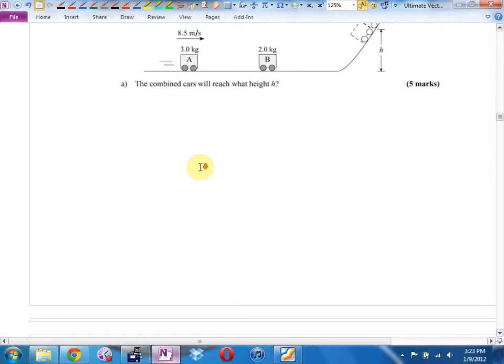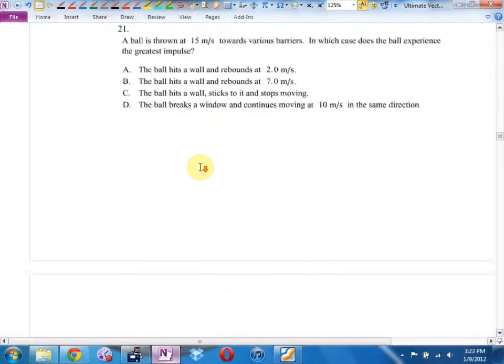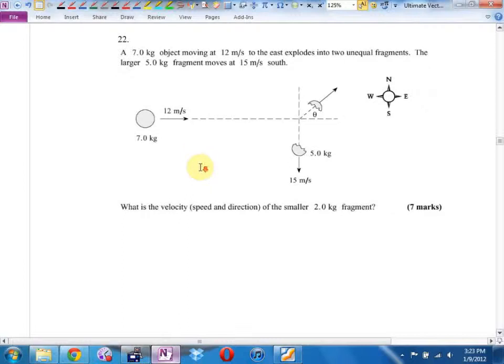Something like number 22, an explosion, although the explosion that I'm going to give you is actually breaking into three pieces, I think, where your initial is zero. So I think we have one like that somewhere else on here.